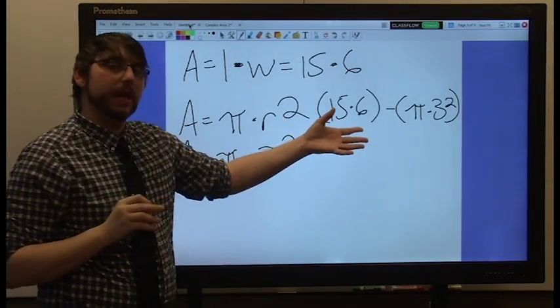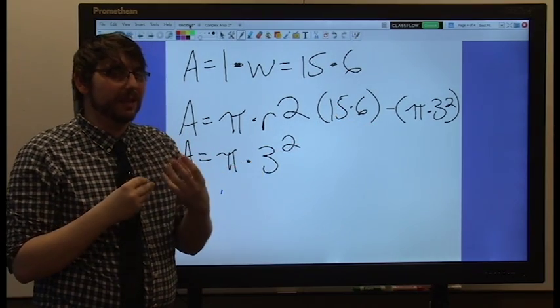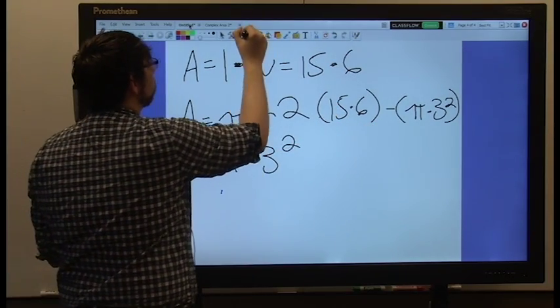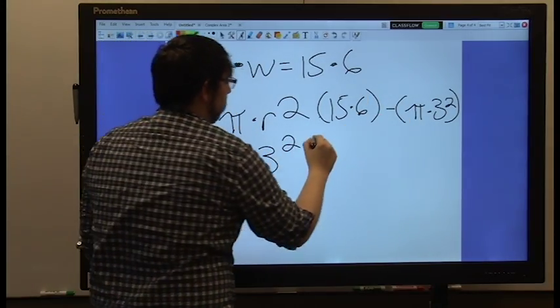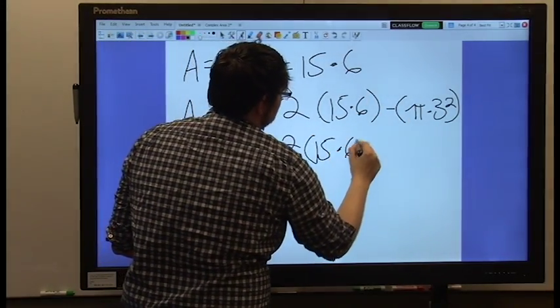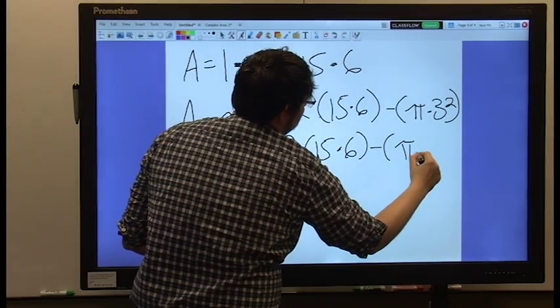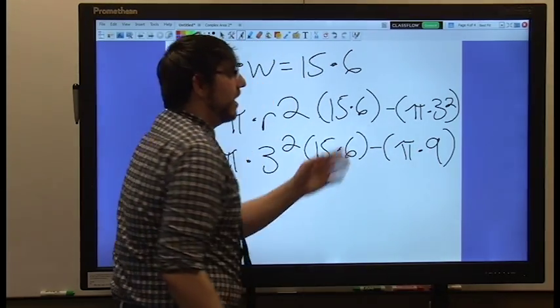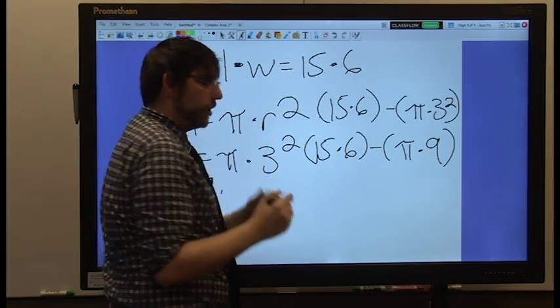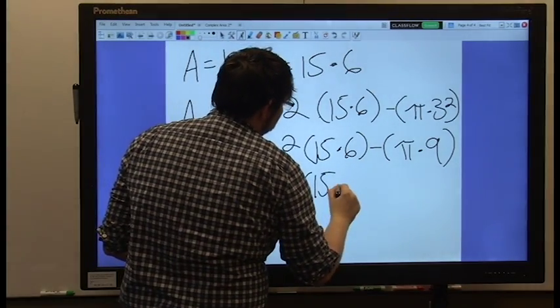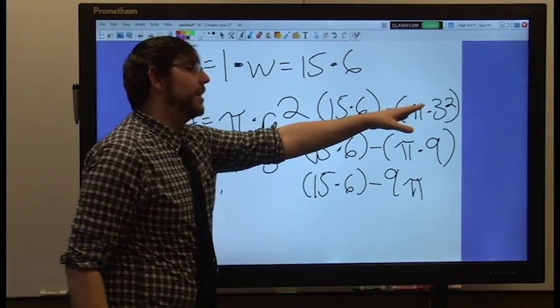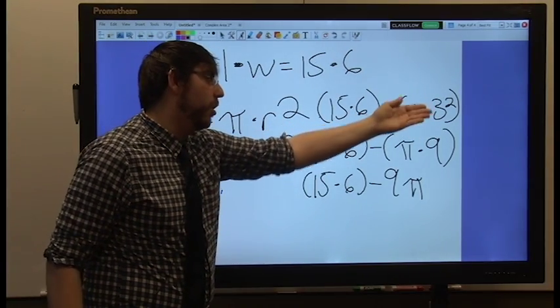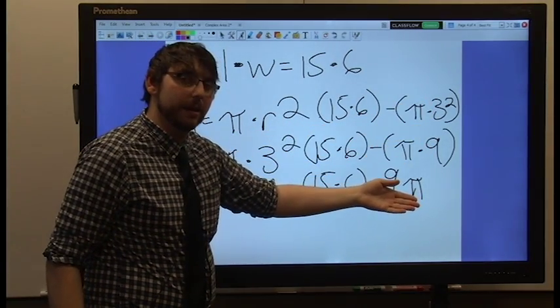Now, while this may be an answer choice, you may also see something slightly different. Now, what is 3 squared? 9. And what happens when you have a number and a variable? You smash them together. So while pi times 3 squared is correct, you could go on and extend it into 9 pi.